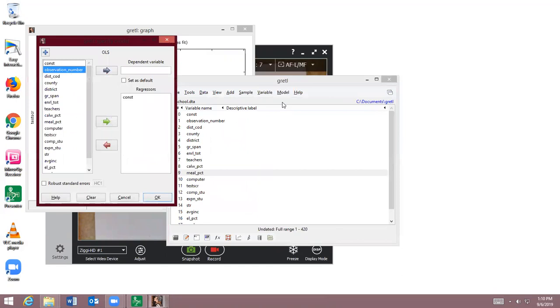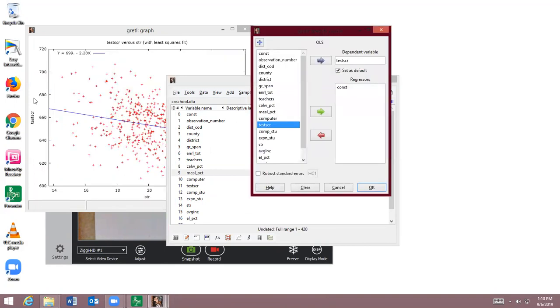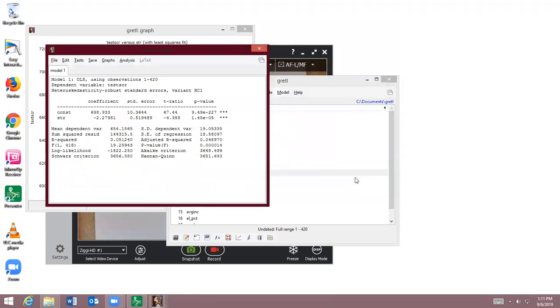Now, we need to run an actual model in order to get the nitty-gritty in terms of how much we trust that negative 2.28. So we put the test score as the dependent variable, because it's the thing that we're predicting, the y variable. Then we put the student-teacher ratio as the x variable. Remember, we always click the robust standard errors because our data is never evenly distributed. And then we click OK.